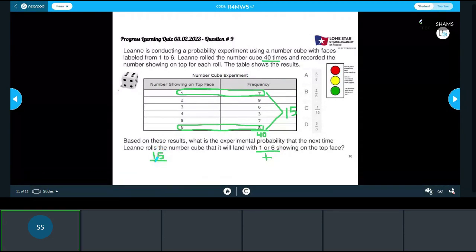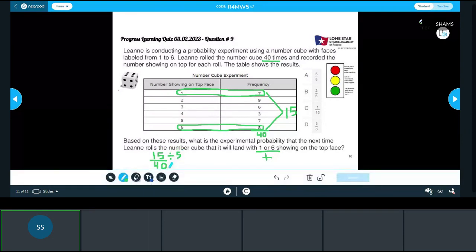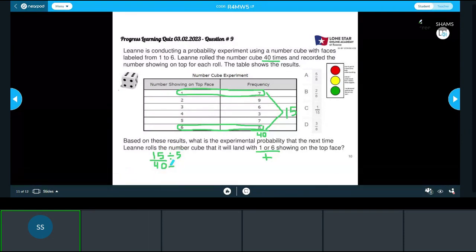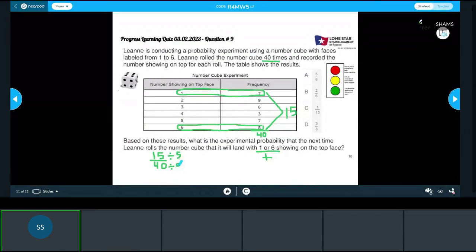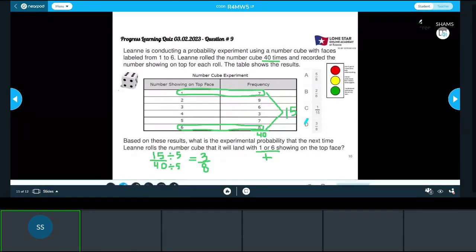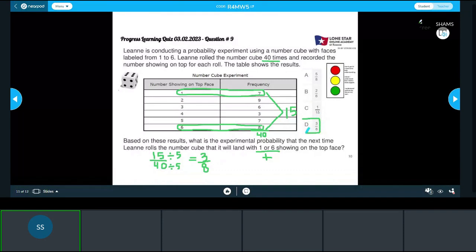It can be reduced by 5. Because otherwise our answers will not match. It's important that we reduce each and every answer. 15 divided by 5 is 3. 40 divided by 5 is 8. For this question, I do see an answer that does match my work. That's answer choice 2.